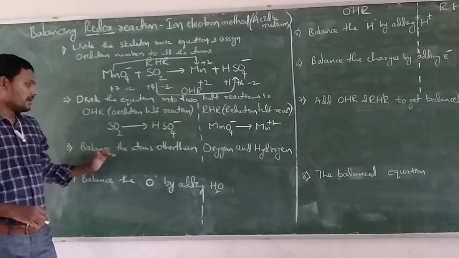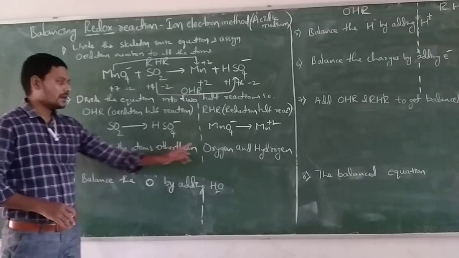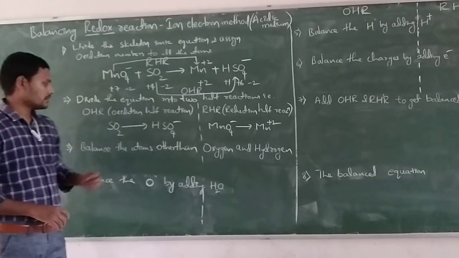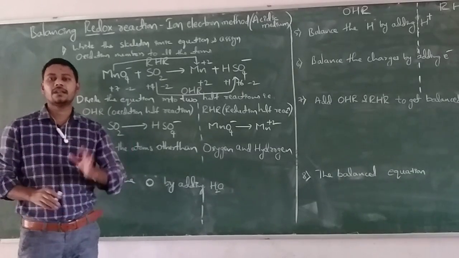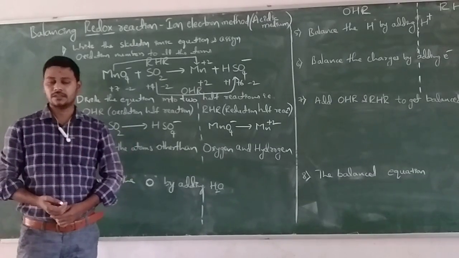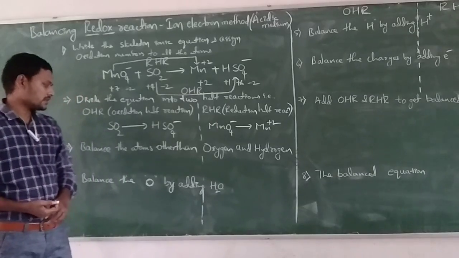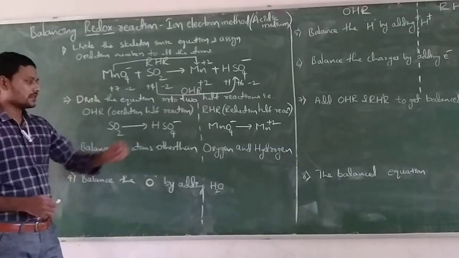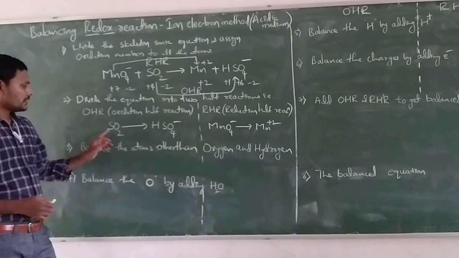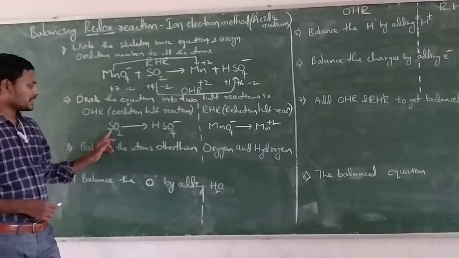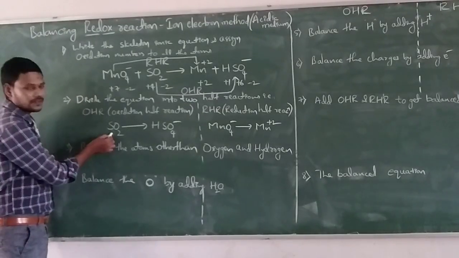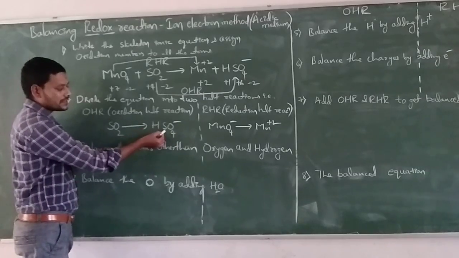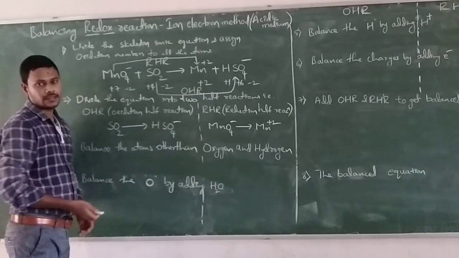Now the third step: balance the atoms other than oxygen and hydrogen. How to balance these atoms? We just multiply with a suitable coefficient. So here, other than oxygen and hydrogen, which atom is there? Sulfur. Now we are balancing this. How many sulfurs on the left side? 1. How many sulfurs on the right side? 1. Already it is balanced.